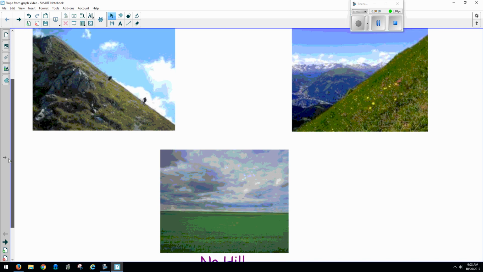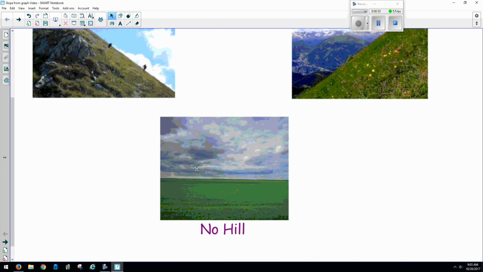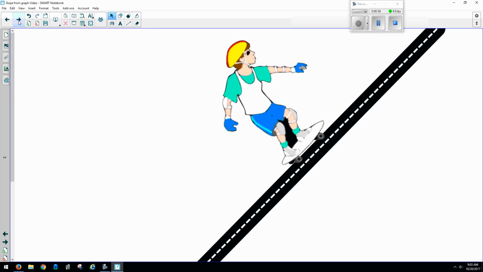And then we can see this last diagram where there is absolutely no hill. So we're going to talk about the different ways of interpreting slope. This guy right here is on a skateboard. As you can see, he's probably having sort of a difficult time because he's going uphill from left to right.